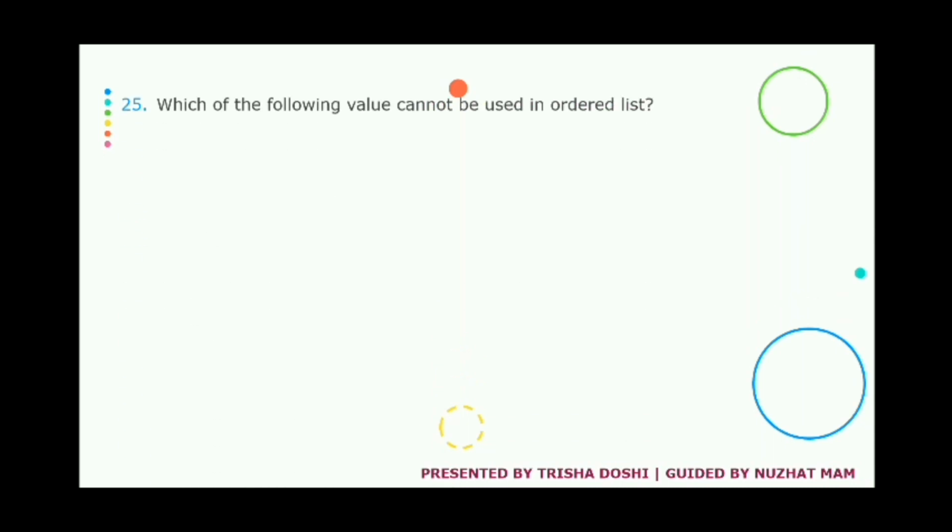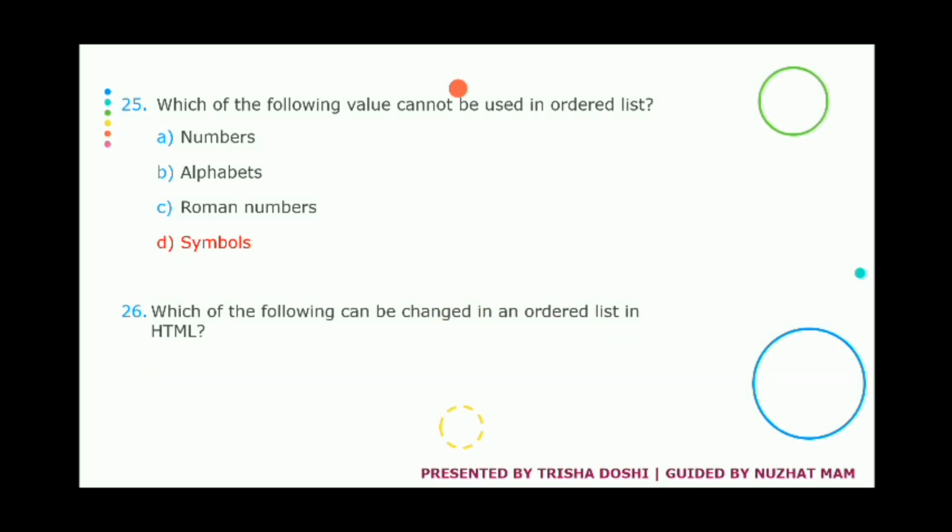Question 25. Which of the following value cannot be used in ordered list? A. Numbers, B. Alphabets, C. Roman numbers, D. Symbols. The correct answer is D. Symbols.